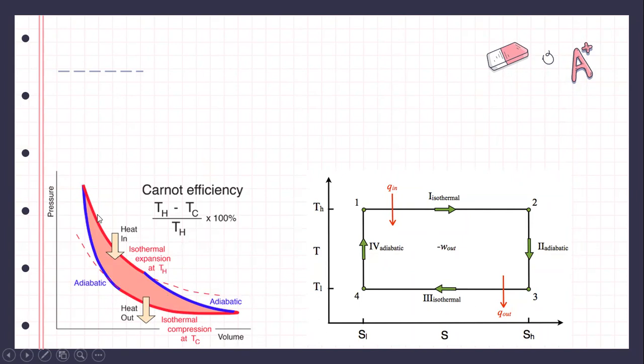Process 1 to 2. Okay, for the process 1 to 2. This one is 1, this one is your 2. Okay, that is under the isothermal expansion, isothermal heat addition process.